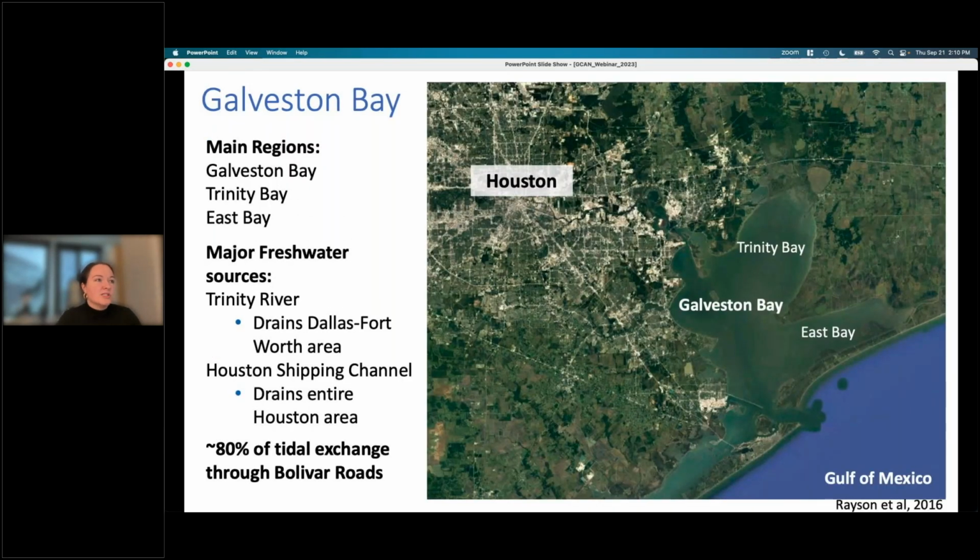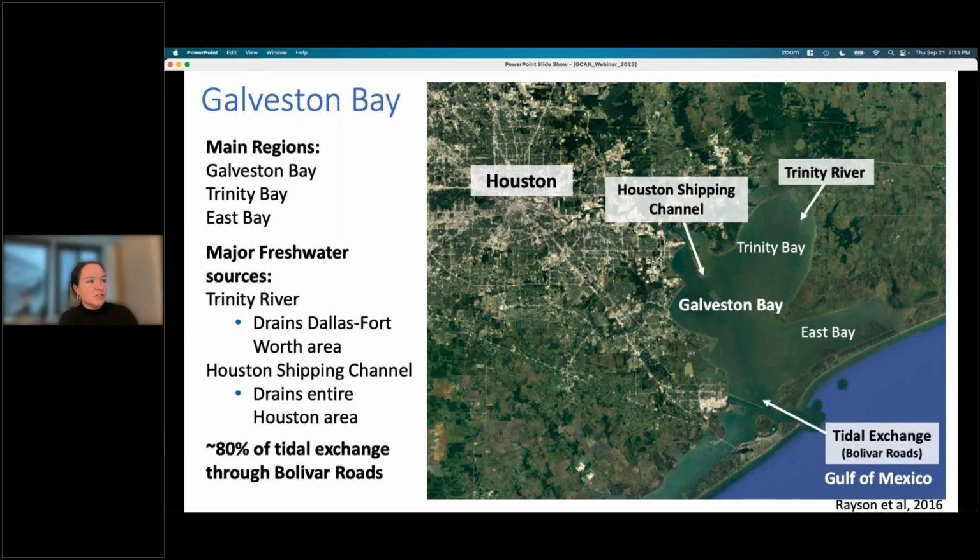Galveston Bay, which is our study site for this project, is one of the largest estuaries on the Texas coast and is composed of 3 primary regions. The center of the bay is often referred to as Galveston Bay. The upper northeast corner is often referred to as Trinity Bay, and this arm on the eastern side is often referred to as East Bay. The bay sits southwest of the Houston metropolitan area and in the southeastern side of the Texas coast.